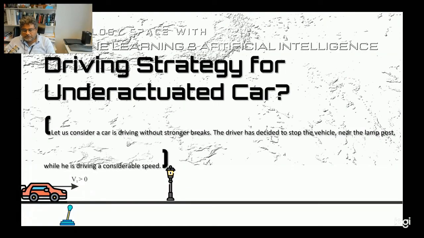So let's try to develop a driving strategy for an underactuated car, and that may relate to the shipping industry at a later stage. Here I am referring to an underactuated car as a vehicle that may not have very strong brakes. That means when a driver decides to stop that car, it won't stop right away. It would take some time and some distance to stop. So that's what I am referring to as an underactuated car in this situation.